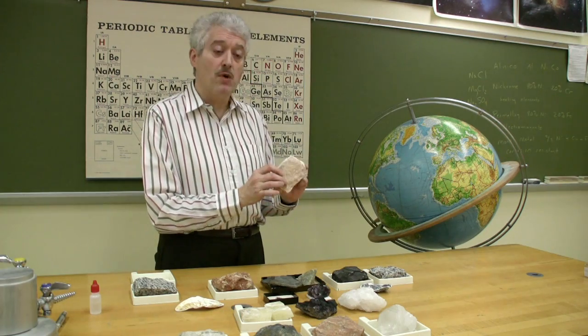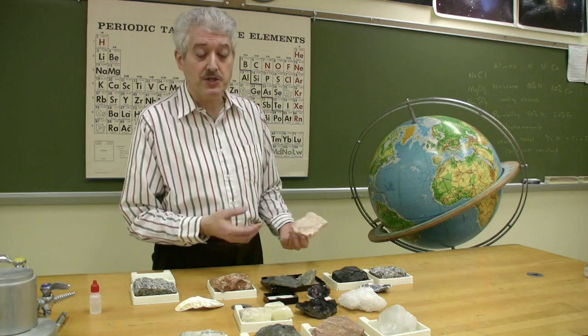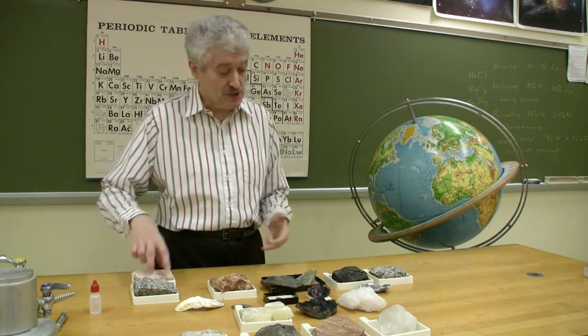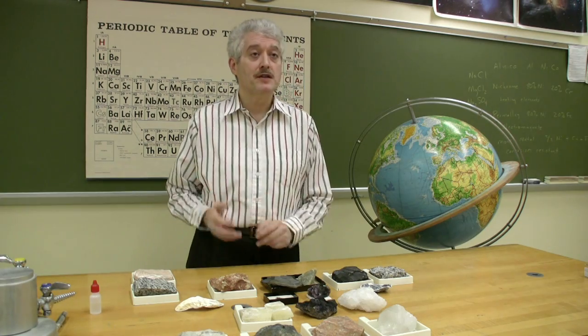For example, here's marble. Marble is metamorphosed limestone. And in marble, we look at it, we don't really see any stripes or bands, so we say that's a non-foliated texture. So those are examples of some of the common rock textures in the igneous, the sedimentary, metamorphic groups.